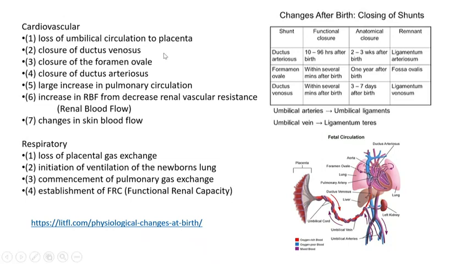Loss of umbilical circulation to the placenta, closure of the ductus venosus, closure of the foramen ovale, closure of the ductus arteriosus. So these three structures, two of them are ducts, one of them is the foramen. The word foramen means opening, okay? The foramen magnum, do y'all know where that is? Can you point to it? A little further back. Yeah, it's the opening to your skull.